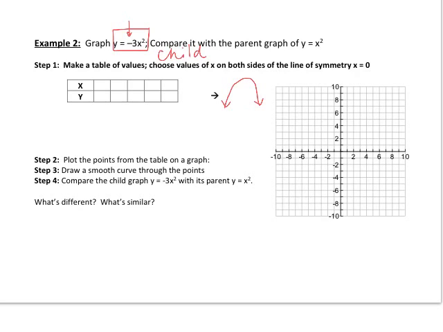Now remember, you can choose whichever numbers you like, but you definitely want to choose some values on both sides of the line of symmetry, which is x equals 0. Okay, x equals 0 is the y-axis. This is our line of symmetry. You want to choose some x values on the left, some x values on the right. So you definitely want to make some negatives in here. I always like to start with these. I think this makes it pretty easy, especially when we're comparing our graph to the parent function.